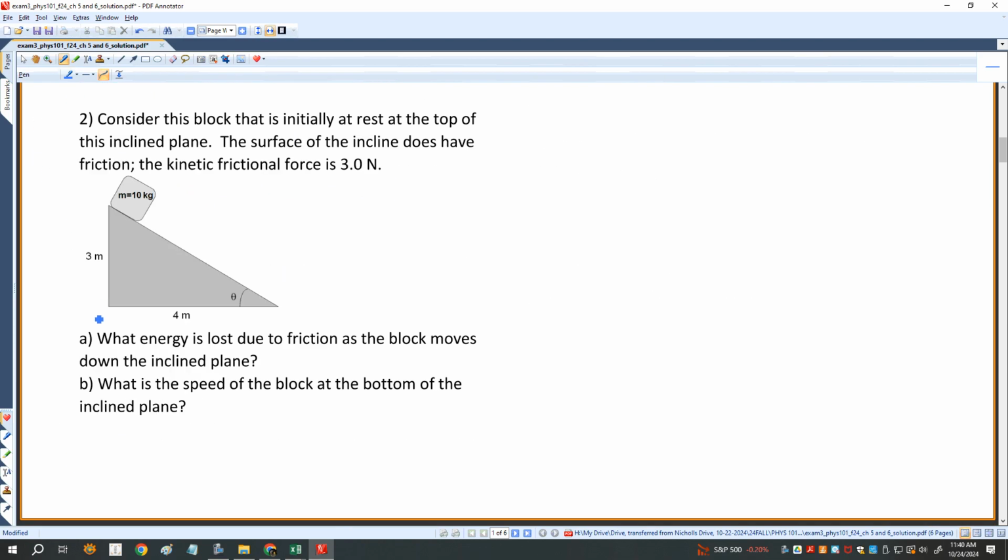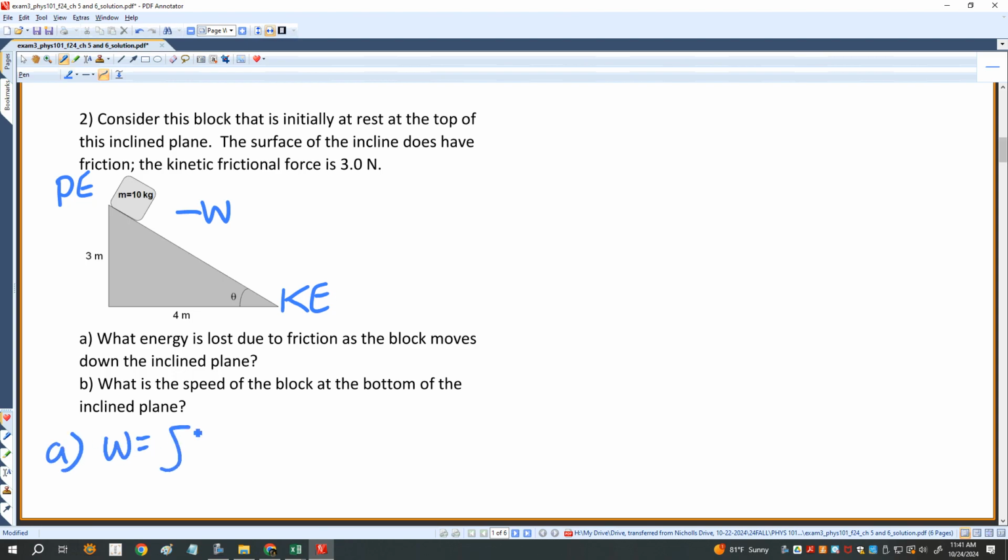Consider this block is initially at rest. That means it only has potential energy. It goes down the inclined plane. As it goes down the inclined plane, it loses energy to the work that is done by friction. And then at the bottom, it only has kinetic energy. First, what is the energy that it loses?